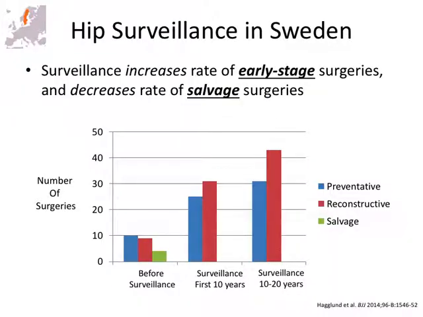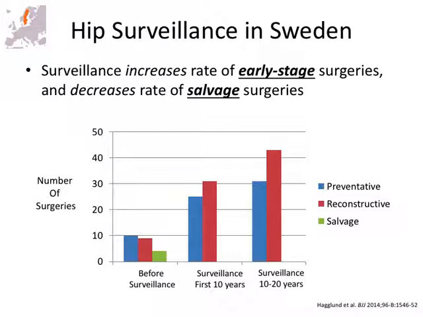So their 20-year results, what did they show? They found that before surveillance, they had not a lot of people really in tune with the disease, so to speak, because the rates of salvage surgery were relatively high, and they were doing very little reconstructive or preventative surgery. So they had a reactive approach. The kid has pain, they do the surgery. In the first 10 years, they eliminated salvage surgery, but increased the amount of preventative and reconstructive surgeries that were done. And that trend continued in the years 10 to 20.